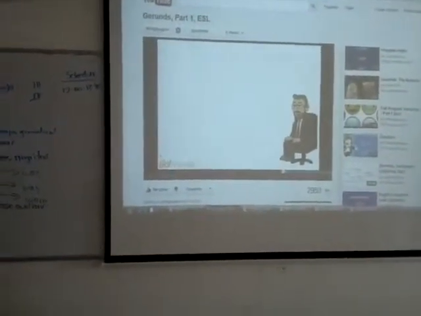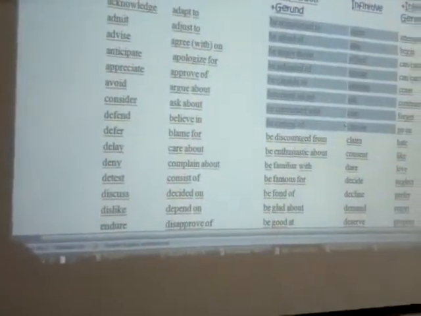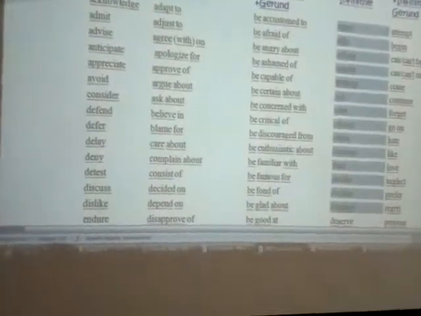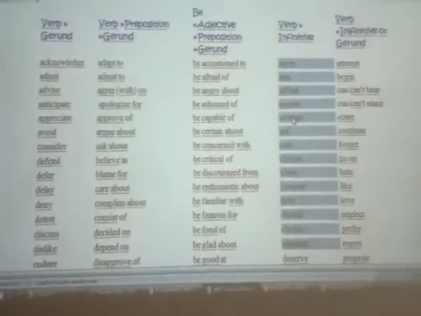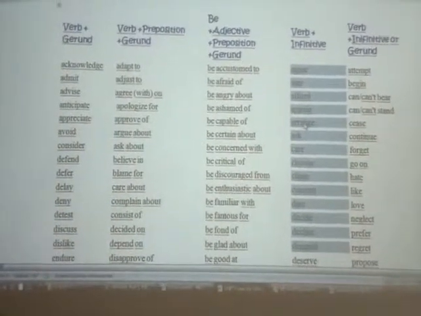For example, here, all these go with infinitives. You see them? Agree, aim, afford, appear, arrange, ask, care, and so on, right? So all these go with an infinitive, with a to: to play, to take, to dance, to have. Okay, so let's continue with the video then.